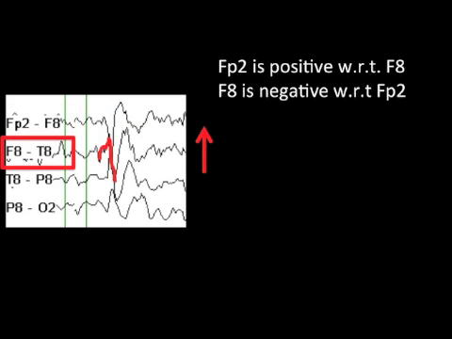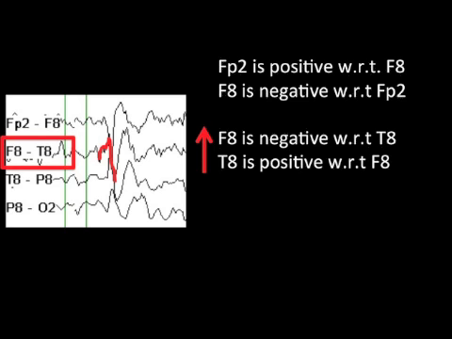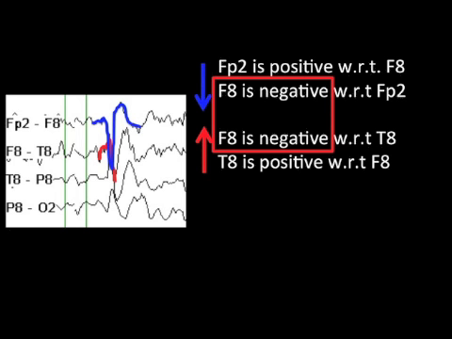If we look at the next channel, which is F8-T8, we see a slight upward deflection at the sharpest point. We can say that this would suggest that either F8 is negative with respect to T8, or T8 is positive with respect to F8. What we see in common between these two tracings is that F8 is relatively negative in both channels. This gives us an idea that F8 is probably negative in an absolute sense.